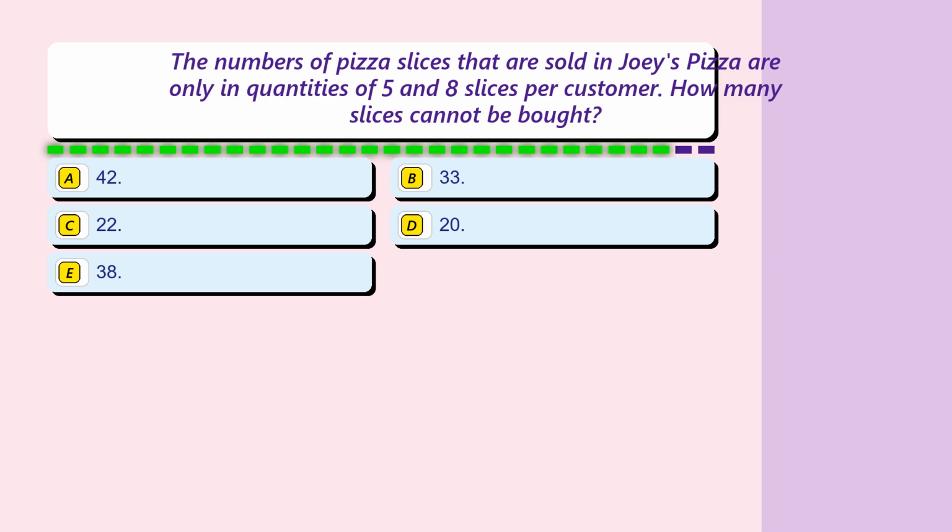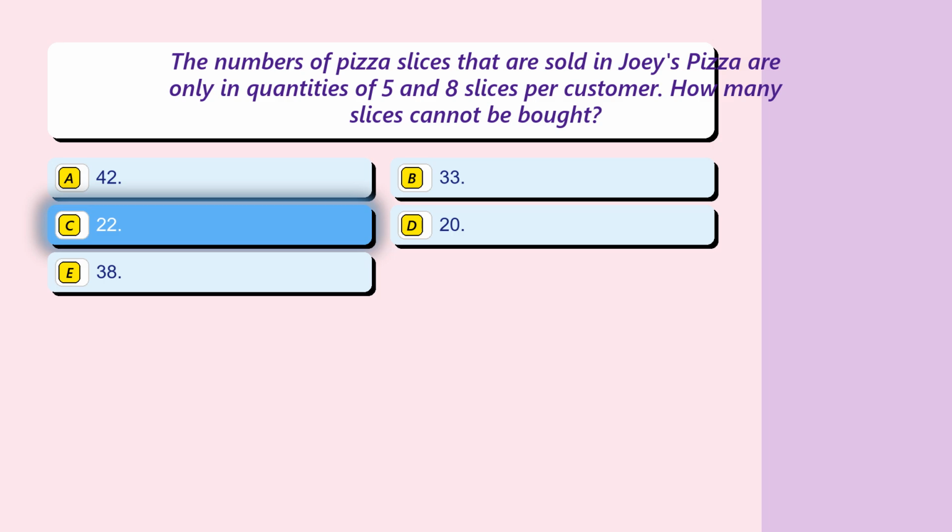Question 1. The numbers of pizza slices that are sold in Joey's Pizza are only in quantities of 5 and 8 slices per customer. How many slices cannot be bought? Option A, 42. Option B, 33. Option C, 22. Option D, 20. Option E, 38.